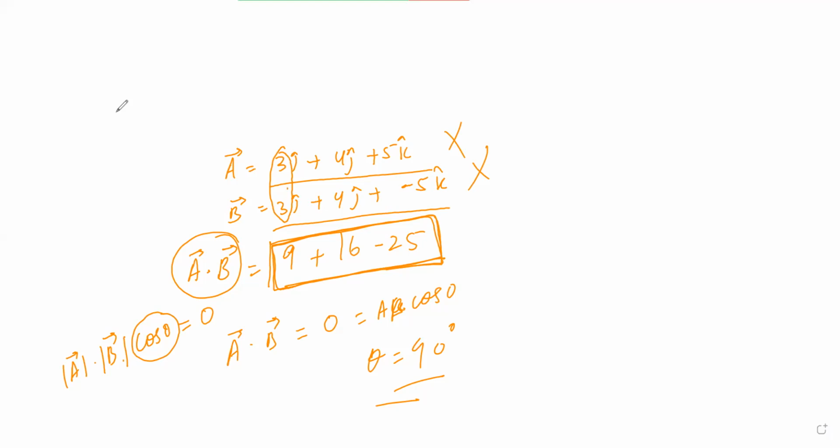So when we find the angle, we have to find the dot product of the question. When we find the dot product, we get the value equal to 0. But we know that the magnitude of A is not 0. Magnitude of B is also not 0. So the only option is that cos theta should be equal to 0. And cos theta is 0 when the angle is 90, no? Got it? Yes, sir. Okay.